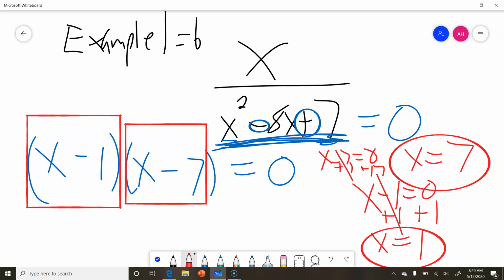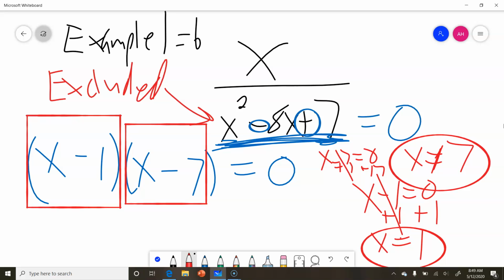But what are we trying to find? We're trying to find what down here on the denominator would be excluded. What we can't have as an answer, so I must write the little bar showing that no, it cannot be that way. So these are the two answers to this problem. x cannot be 7, and x cannot be 1. So all we're doing there is factoring.